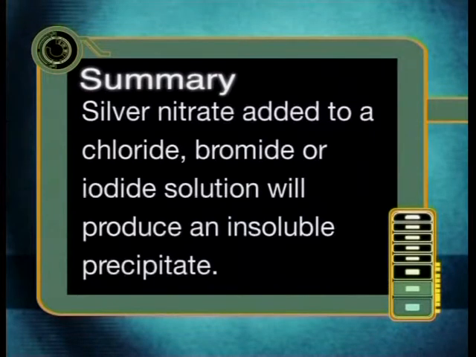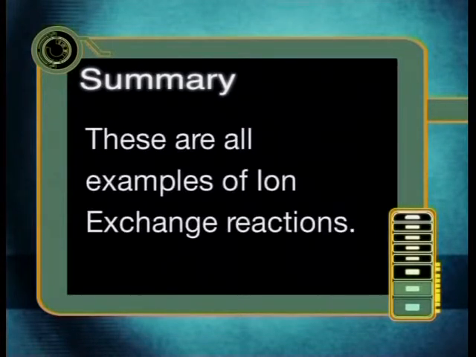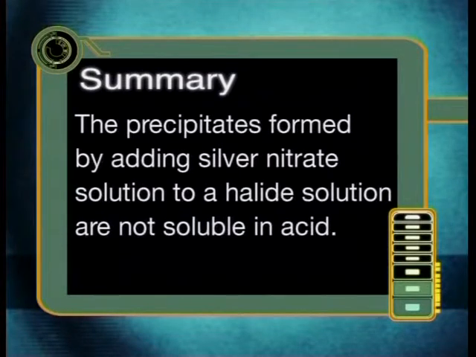Let us now summarize everything that we have learned today. Silver nitrate added to a chloride, bromide or iodide solution will produce an insoluble precipitate. Silver chloride is a white precipitate, silver bromide is a cream precipitate, and silver iodide is a yellow precipitate. They are all examples of ion exchange reactions. The precipitates formed by adding silver nitrate solution to a halide solution are not soluble in acid.